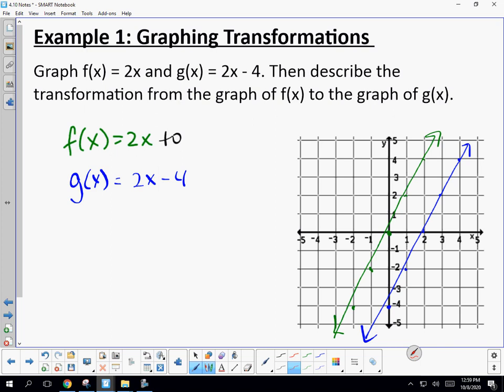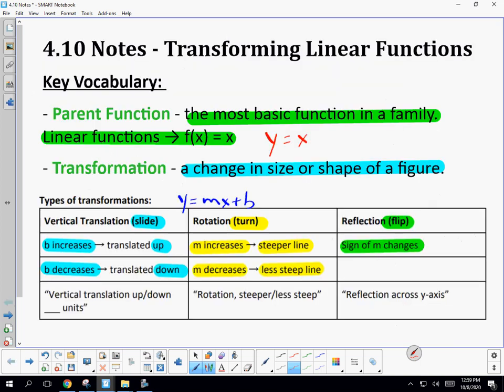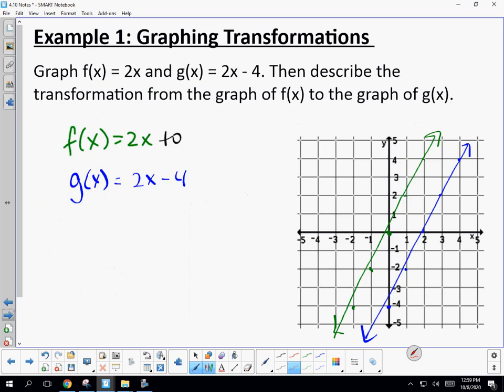Okay, let's talk about the transformations. Remember, there's one of three things that's going to happen. Either your b is going to change, or your slope is going to change, either increasing or decreasing, or the sign of your slope will change. Okay, so let's take a look. If we look at the slope of these two lines, we can see that it didn't change, and you can tell that because the two lines are parallel.